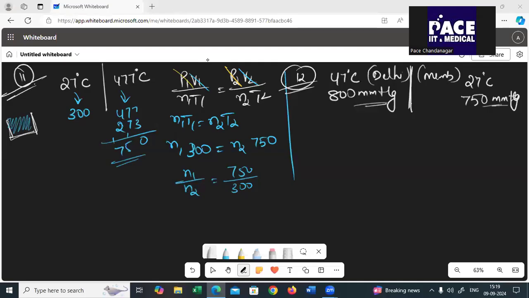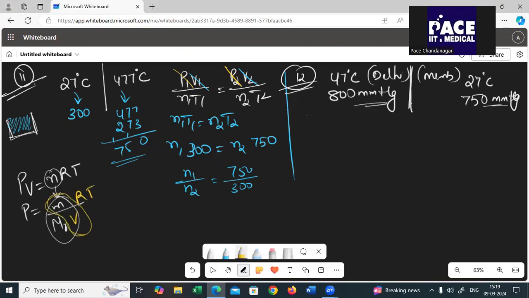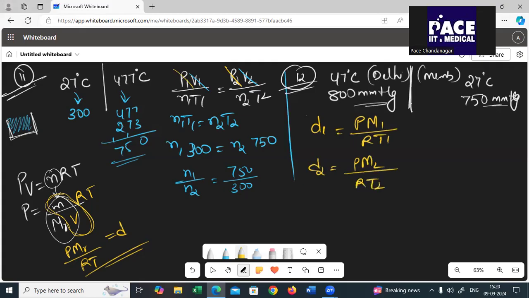So we have known also density is equal to what? PM by RT, because we have derived that formula as well. PV is equal to nRT. Number of moles is given mass by molar mass. This is my given mass by molar mass, this V is coming here, RT. And what is M by V? M by V is my density. So density D is equal to PM by RT. So I would say D1 is equal to PM1 by RT1, D2 is equal to PM2 by RT2.